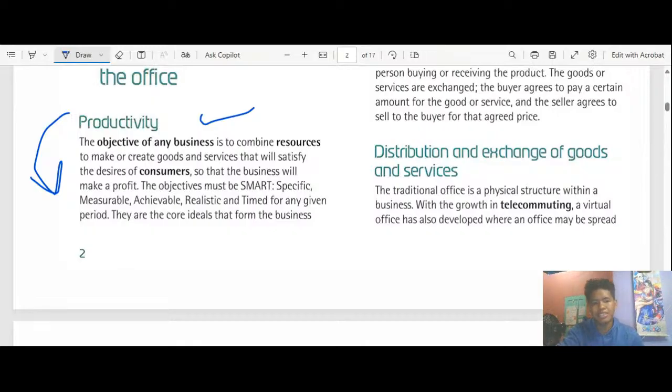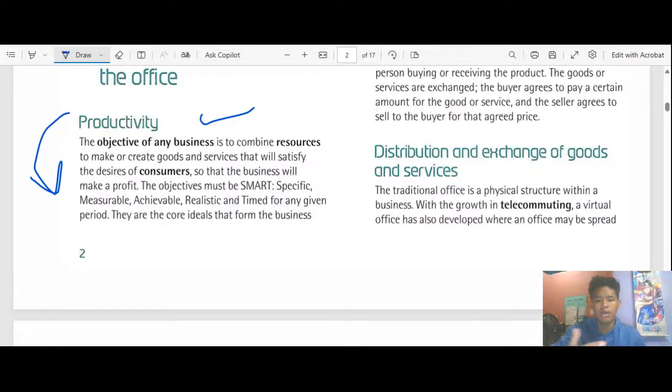It's basically a formula which calculates the amount of work that is usually completed within a specific time or per unit. So the objective of any business is to combine resources to make or create goods and services that will satisfy the desires of consumers so that the business will make a profit. Productivity is only achieved through a process of human resource.